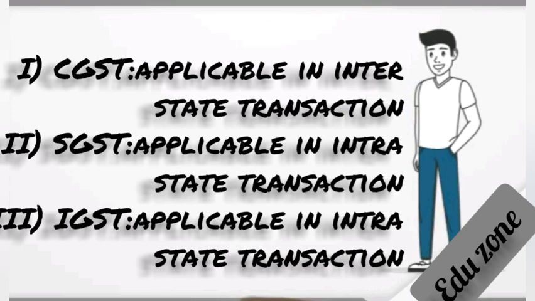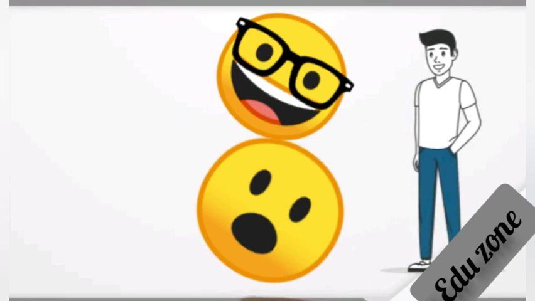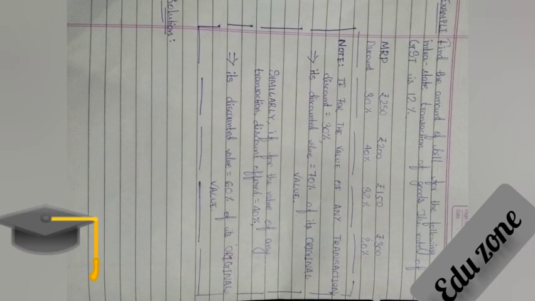Now we shall solve some examples so that your understanding of the topic GST will be clear. Okay, so firstly we shall solve an example. The question is, find the amount of bill for the following intrastate transaction of goods. The rate of GST is 12% and MRP rupees 250, discount 30%. These are all shown on your screen, so you must see this question. It's a very simple question as you are solving it.